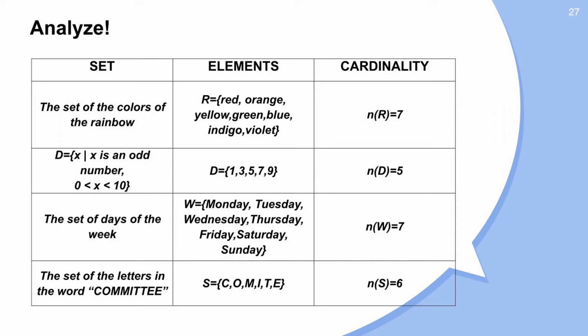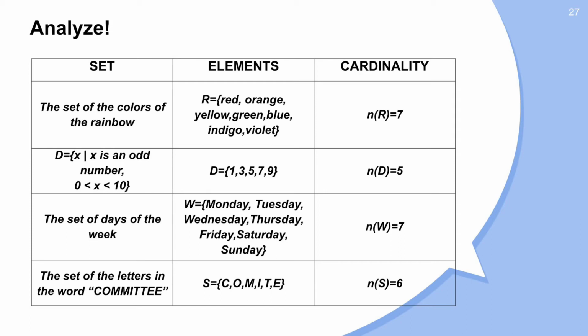The second to the last, we have the set of days of the week. So we have Monday up to Sunday. And it is a fact that in a week we have 7 days. So N of W is equal to 7. And the last one, we have the set of the letters in the word committee.